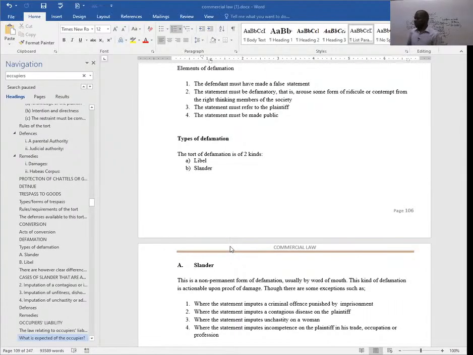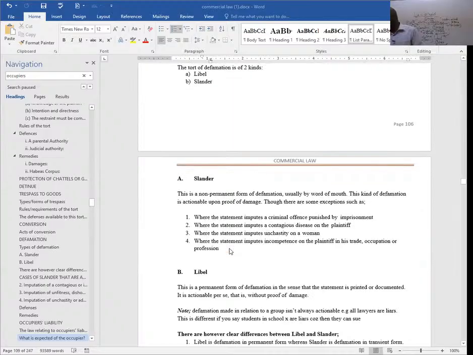Then number three, where the statement imputes unchastity on women. Then number four, where the statement imputes incompetence on the plaintiff in his trade, occupation, or profession. So if you are qualified, maybe a doctor, yet someone out there is spreading rumors that you're not a qualified doctor, such that it impacts on your profession, you're not able to get patients to treat, or customers, you don't have to wait for such to happen. Immediately you hear of such, of course you can accuse someone in a court of law of what you are calling defamation by slander.